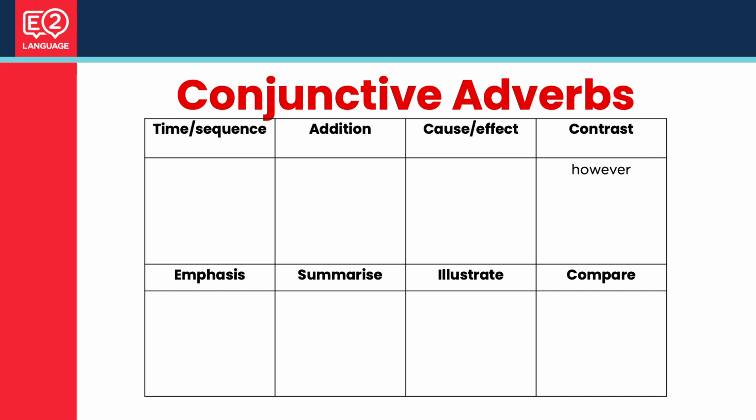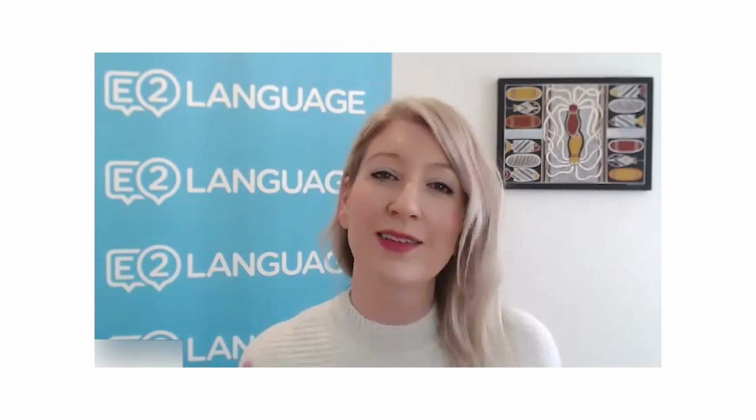So I'll give you one word from each of these functions. A word like meanwhile indicates time, something happening at the same time. We've got addition, in addition, so different to the conjunction and, this is an adverb, in addition. Cause and effect, something like therefore, contrast, however, emphasis, indeed. Summarizing something, we can use finally, to illustrate, for example, and to compare, likewise. Now notice that it's not always just one word. Sometimes it can be a little phrase.